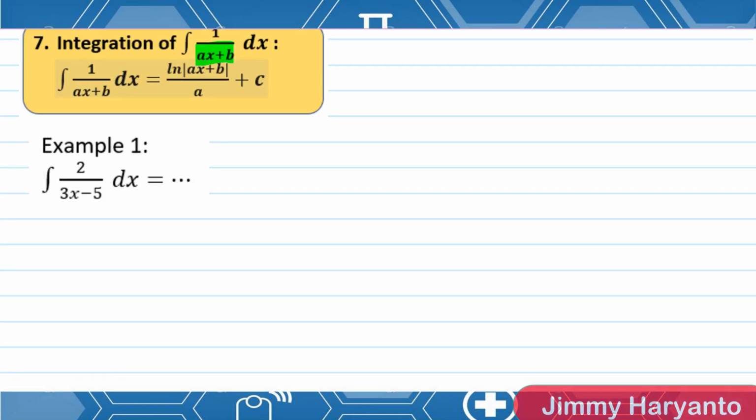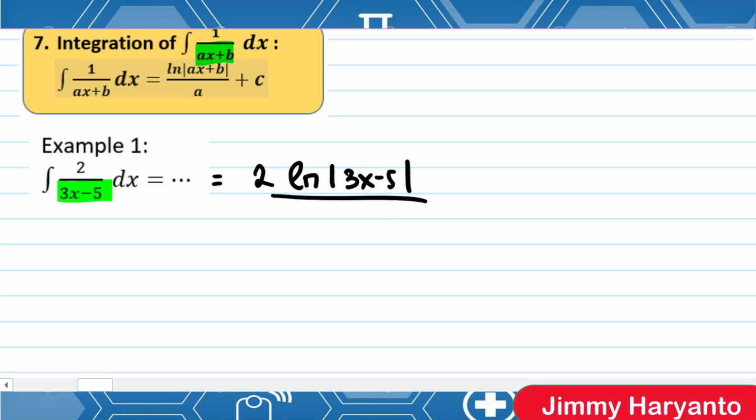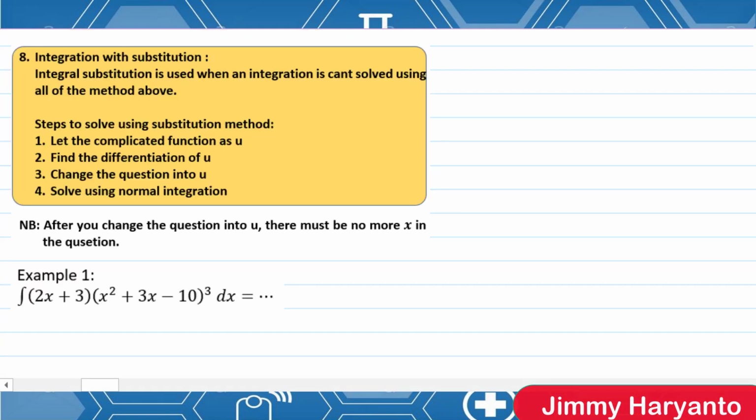Okay, so the result will be ln of ax plus b, over a. So for this one it will be 2, and then we have 1 over 3x minus 5. It will be ln of 3x minus 5. Don't forget to divide by this 3, so over 3, and then plus c. There you go. That is the answer for the 7th form.